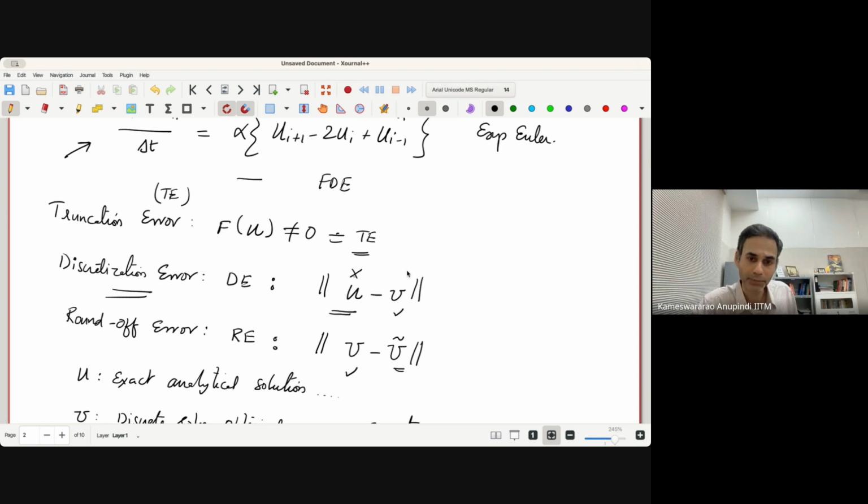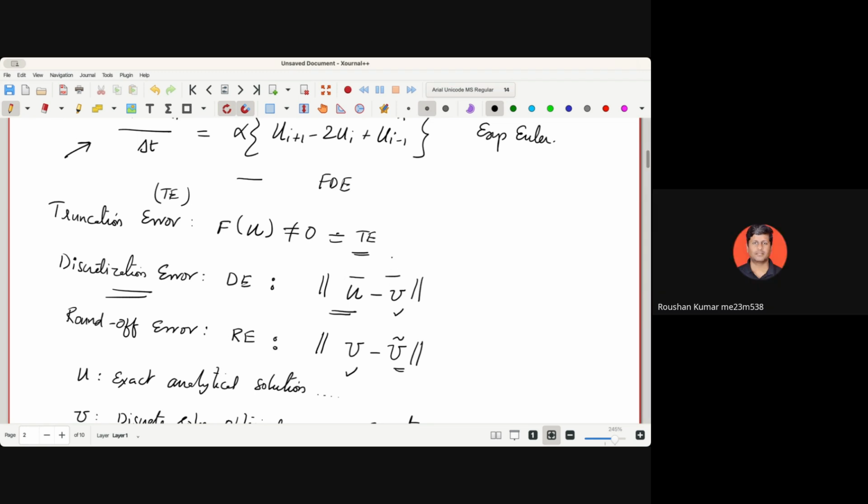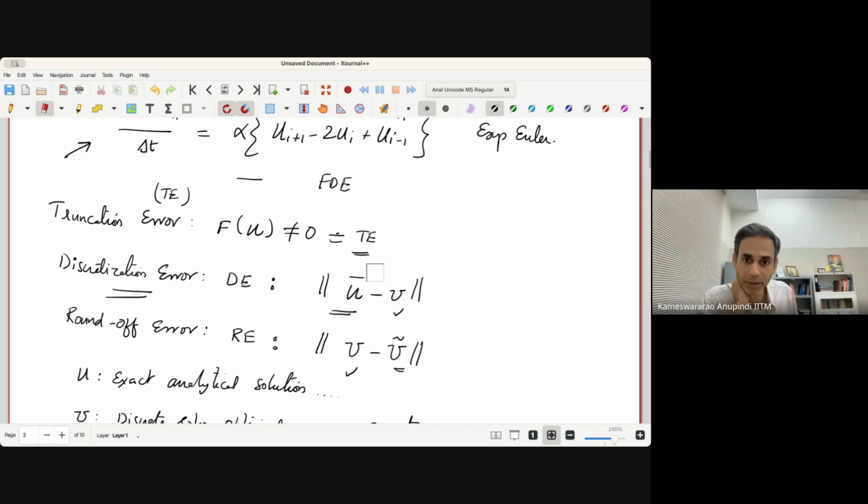Exactly. But we still need to differentiate between this little u and capital U because they are not the same. Right, so theoretically we have to differentiate. Yes. So that is where the discretization error comes into play.